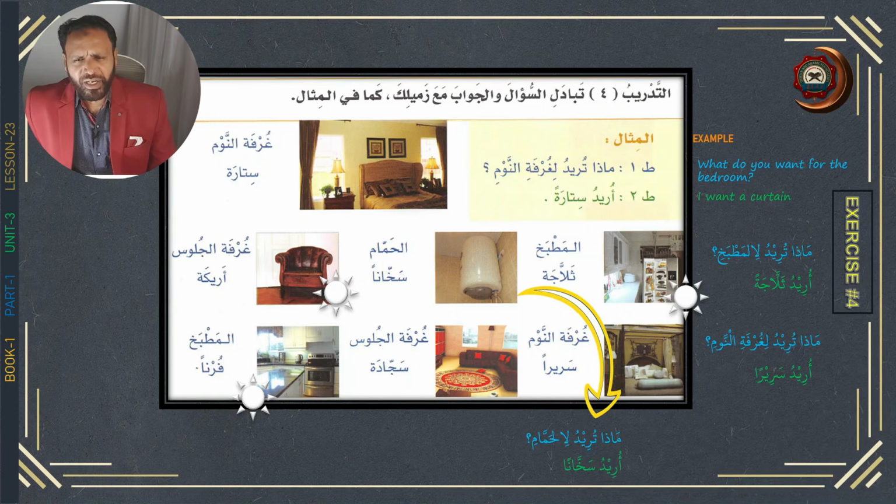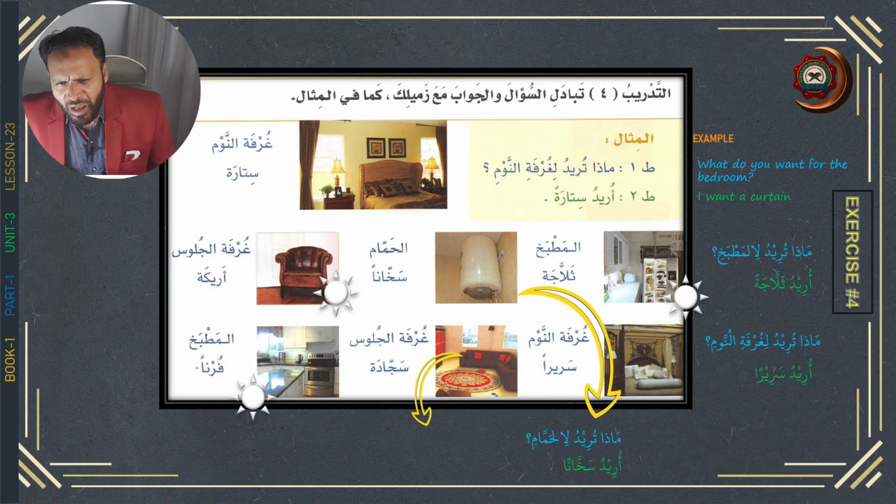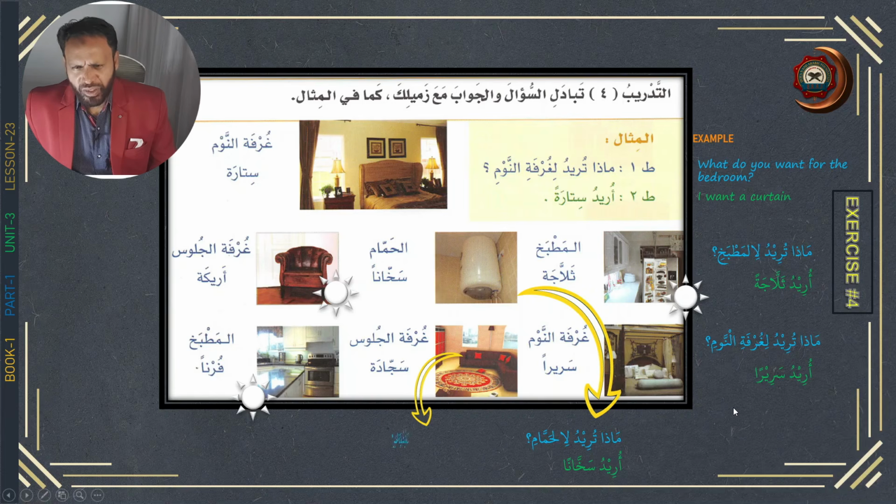Okay, Jamil sir, go ahead. The next arrow. Maza turidu li ghurfatil julusi. Okay, fine. Uridu sajjadatan. Yes, uridu sajjada. What would you like to have for the drawing room, the living room? Well, I would like to have a carpet, a rug there.